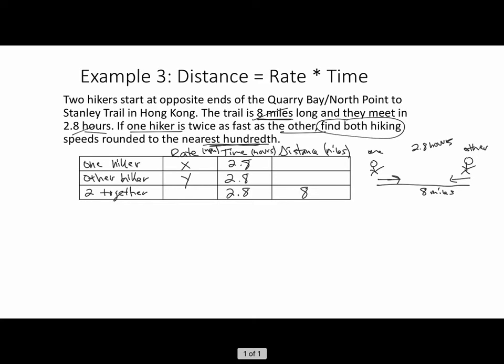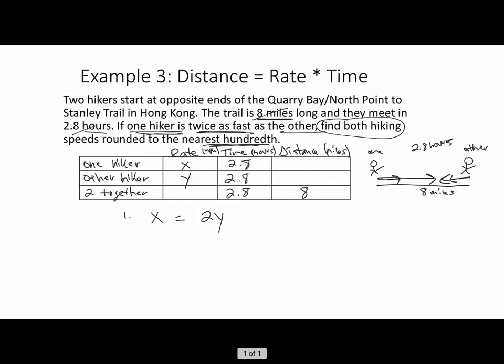Let's say we just use x and y. If we use x and y, then the rate of one hiker equals twice as fast as the other. So one hiker's rate is twice the other hiker's rate. One hiker's going to be going faster. He's going to have more distance, right? He's going to cover more ground because he's going faster in the same amount of time. All right, so I've got an equation here that has to do with that sentence. But I need another equation because I have two variables.